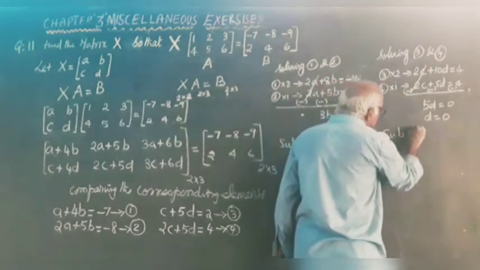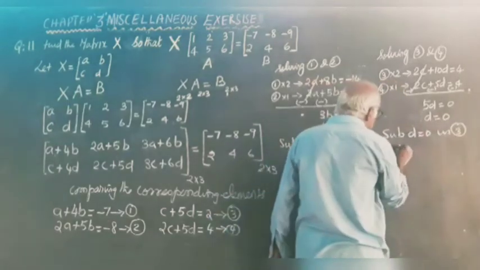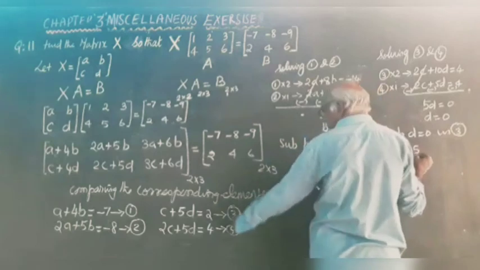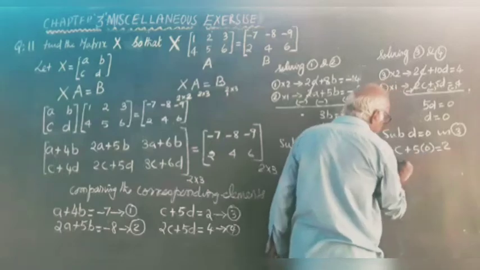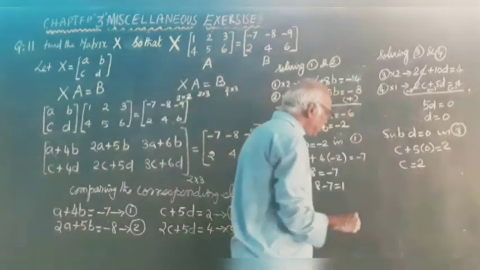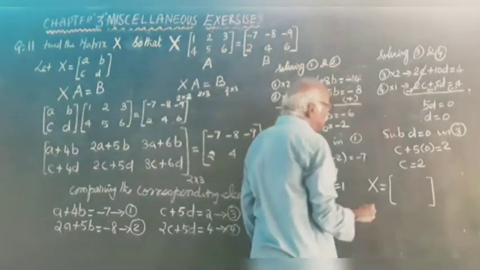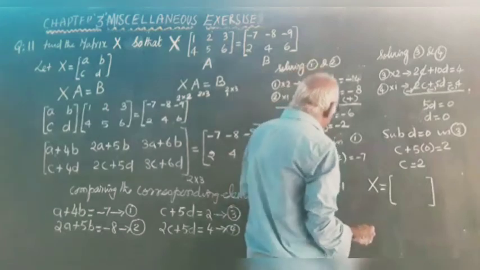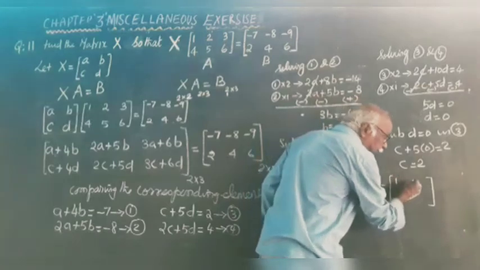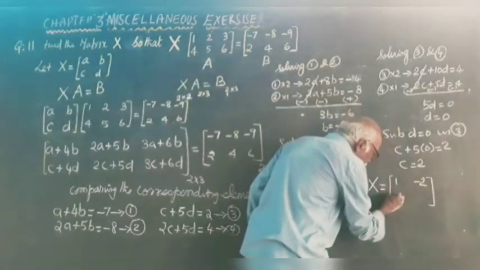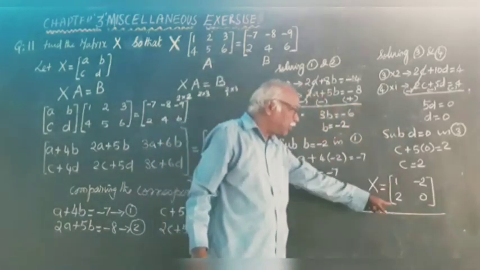Substitute D equal to 0 in 3: C plus 5 into 0 equal to 2, so C equal to 2. So what is the X matrix, row wise? First, A is 1, minus 2, C is 2, D is 0. That is a good matrix. Therefore, X matrix is [1, -2; 2, 0].